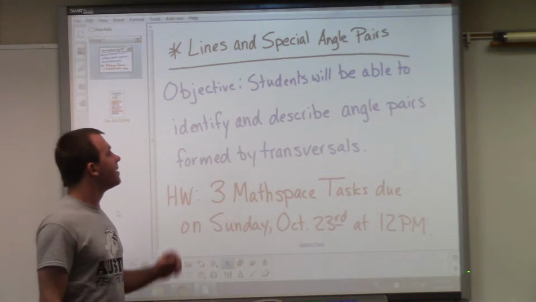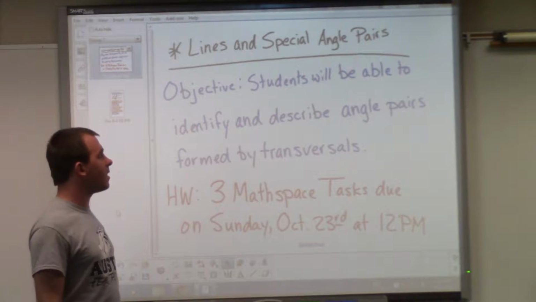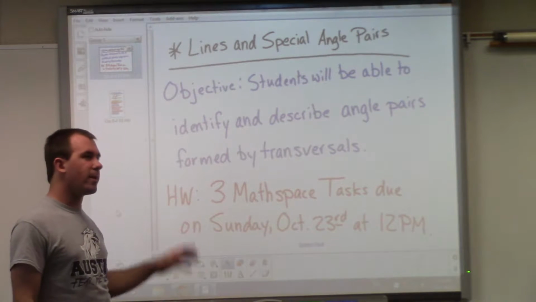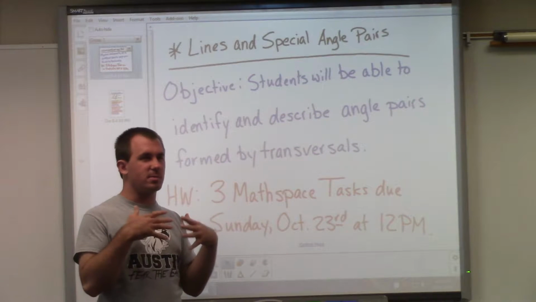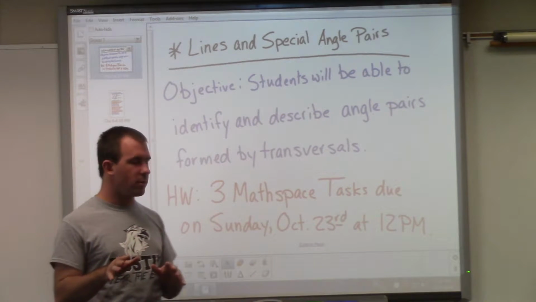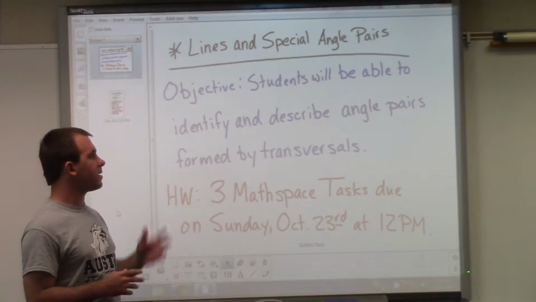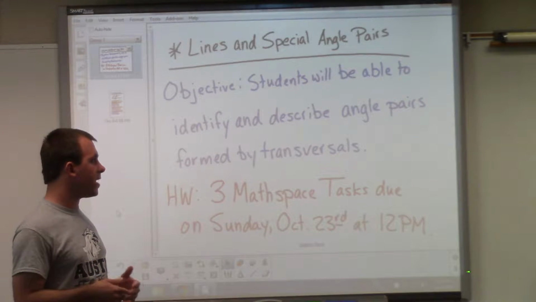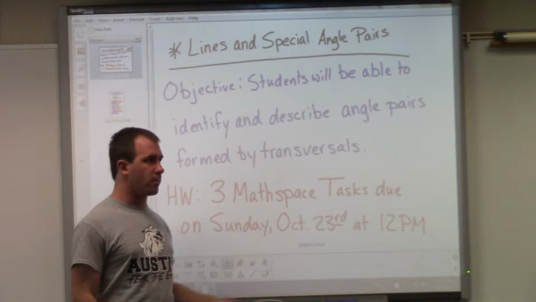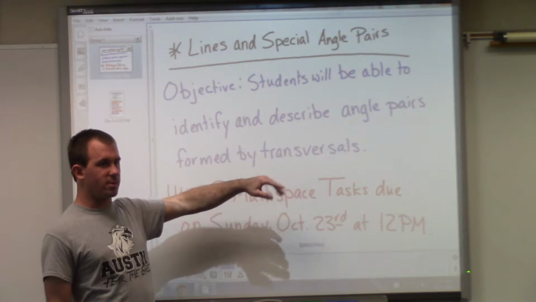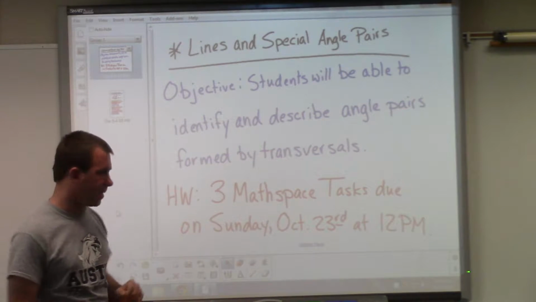So, today, we are going to be discussing lines and special angle pairs. Now, we already know what lines are, so I'm actually talking about a specific type of line, and we'll go over that in a little bit. The objective is that you all will be able to identify and describe angle pairs formed by transversals, and transversals are the names of the lines that I'm talking about.